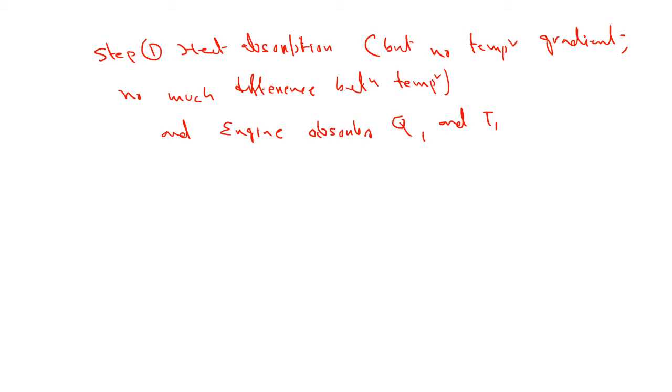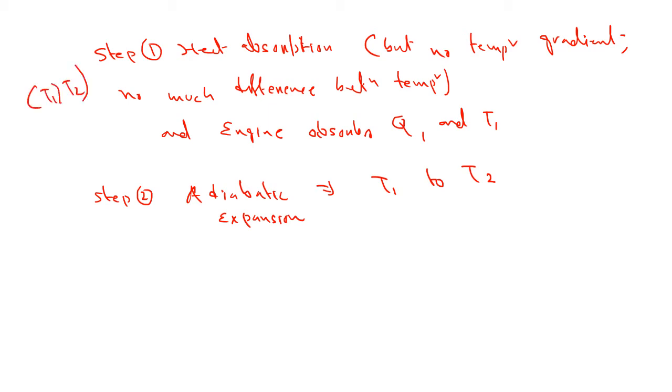Now step 2 is adiabatic. So you can write the temperature goes from T1 to T2. Why? Because in that case we are not applying any extra heat, but it is adiabatic expansion. That's why its temperature may reduce. The condition is that T1 is greater than T2.